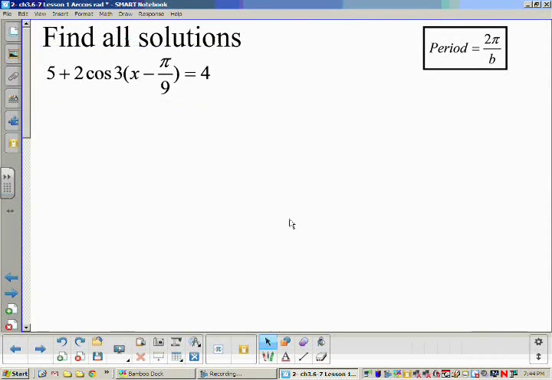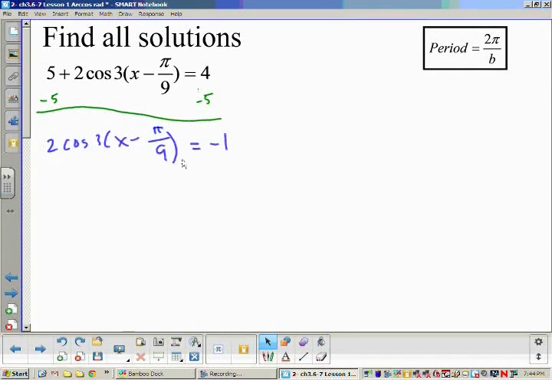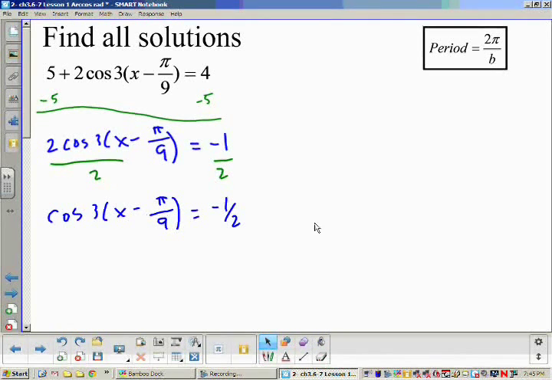Okay, here's where we get to the tough problems. Watch, follow along. We undo the outside transformations first, then we undo cosine, then we undo the inside transformations. So to start with, we're going to subtract 5 from both sides, giving us 2 cos 3, x minus pi over 9 equals negative 1. Now we undo the times by 2 with a division. Now we're going to get negative 1/2 here, which is a trig exact value. We can do this without a graphing calculator. You can use a graphing calculator when allowed, but you should practice your trig exact values.